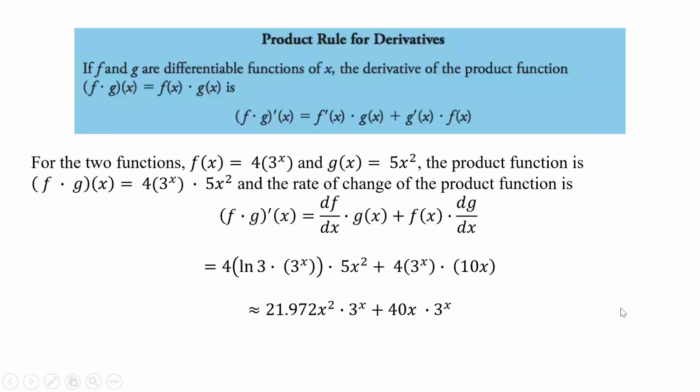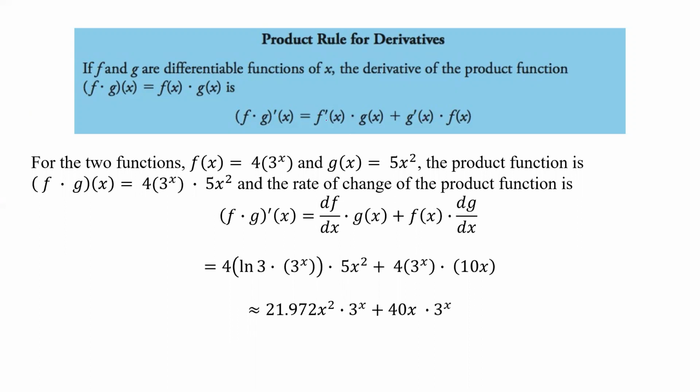So, in a more mathematical-looking form with the derivative signs and everything: if f and g are differentiable functions of x, and the product is just f of x times g of x, then that derivative is going to be f prime of x times g of x plus g prime of x times f of x.